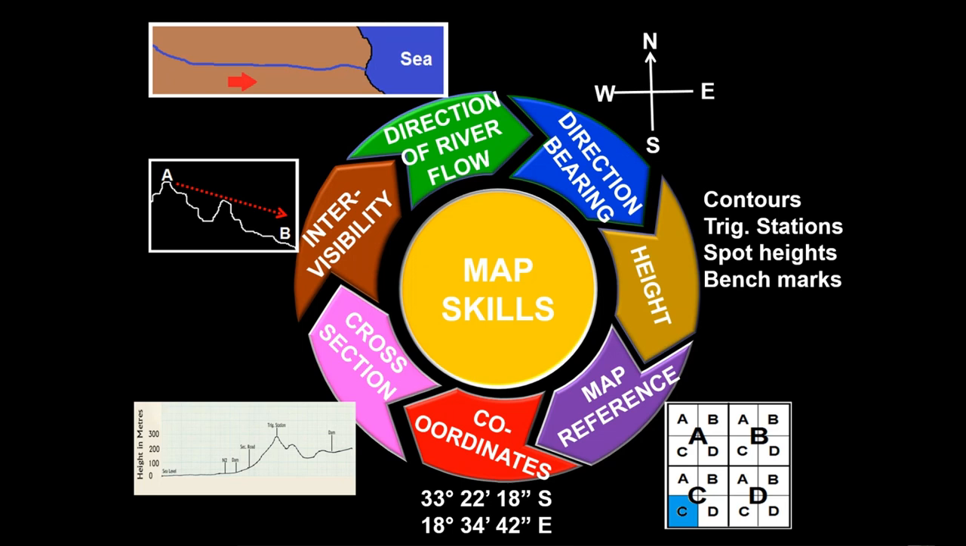It means it's a steep landscape. So if I want to go and build something over there, that might be a little bit of a problem. Okay, so to identify height, what do we need? We need contour lines. We need trig beacons. We need spot heights. And we need benchmarks.